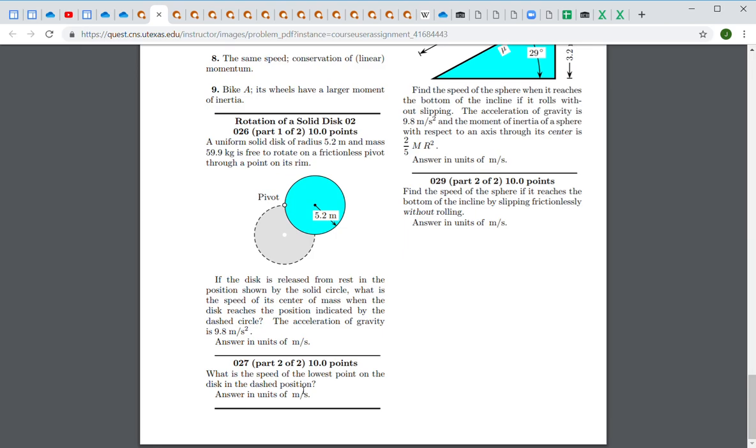Rotation of a solid disk. A uniform solid disk of radius 5.2 meters and mass so many kilograms is free to rotate on a frictionless pivot through a point on its rim. Now we don't have the moment of inertia for a disk or a cylinder rotating about an axis perpendicular to the disk and through the rim. We only know it through the center.